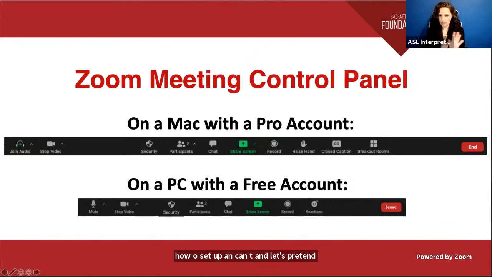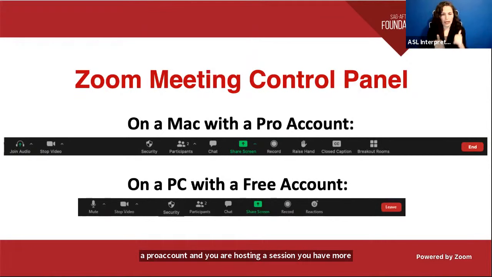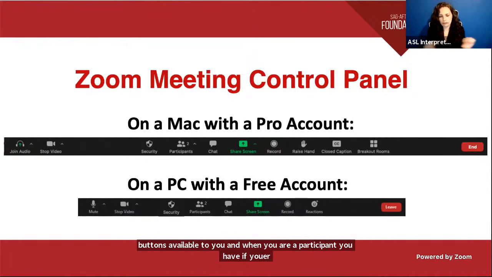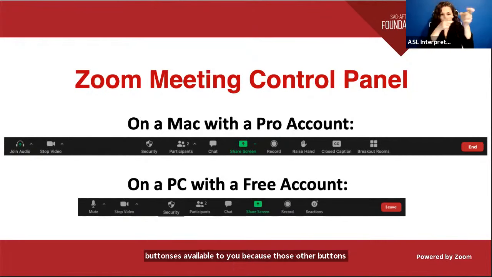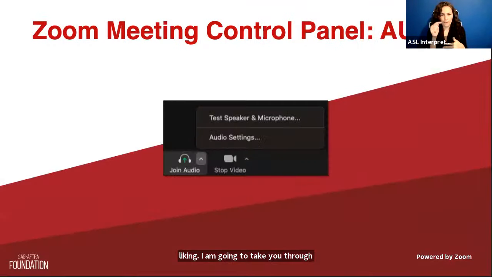At the very bottom of the Zoom window, once you're in a meeting, you'll see a row of controls. This is how it looked on my Mac with a pro account. This is how it looked on my PC with a free account. So it looks a little bit different, obviously. When you've got a pro account and you're hosting a session, you have more buttons available to you. And when you're a participant, you have fewer buttons available because those other buttons on the host side are meant to control and organize the meeting to their liking. I'm going to take you through some of these buttons right now, step by step.